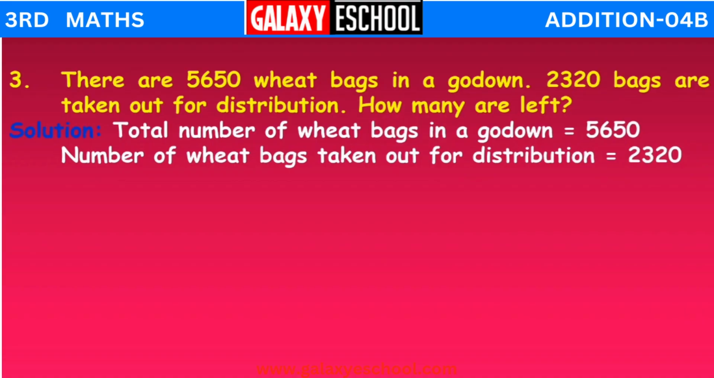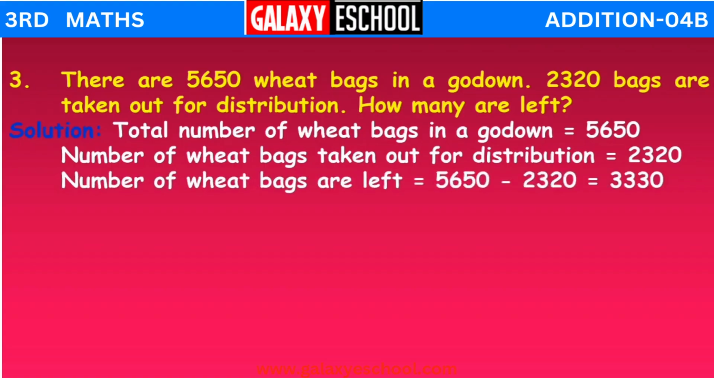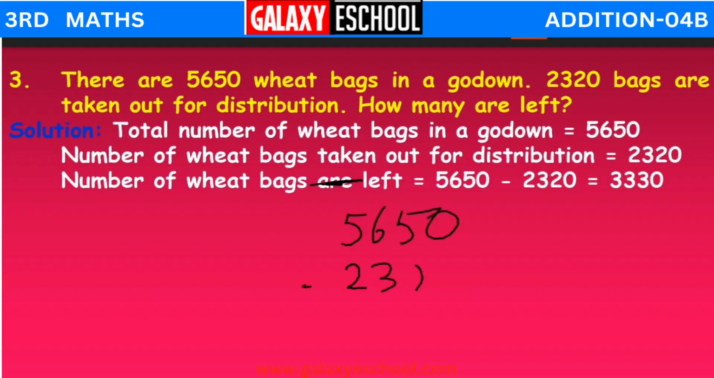Now how do we write this question in the form of a sentence? Number of wheat bags left. "Are left" is not necessary. Number of wheat bags left is equal to, how will we find out? Subtract 5650 and 2320. How will we subtract?